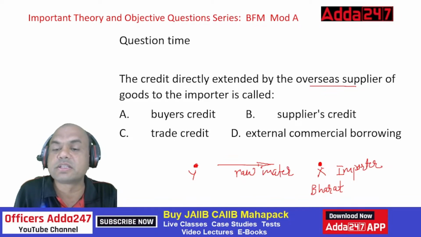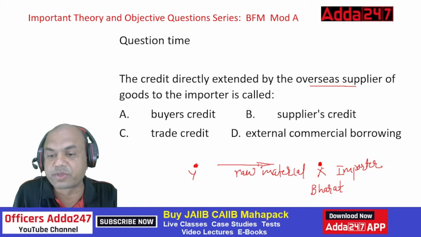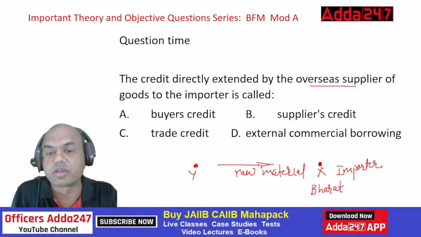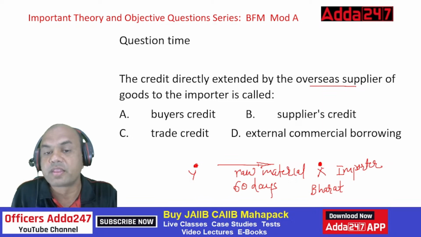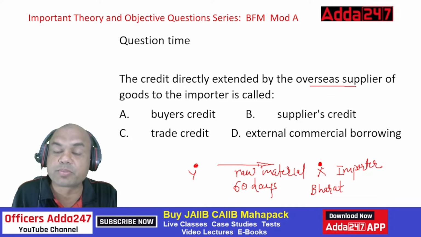So what happens in this case? If Y is supplying X, then X will have to pay Y. Now if the payment terms are 60 days from the receipt of the goods, then why should Y trust X if X doesn't pay?